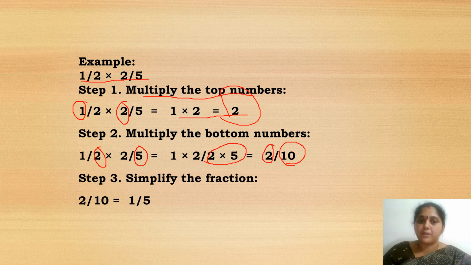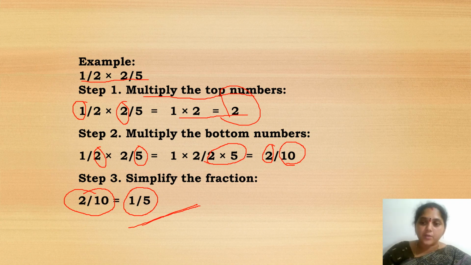Now we have to simplify if we can. Can we simplify 2 and 10? Yes, we can simplify 2 and 10. In which table? In the 2 table. That is, 2 ones are 2 and 2 fives are 10. So what will be our fraction here? Our fraction is 1 by 5. Our final fraction is 1 by 5.